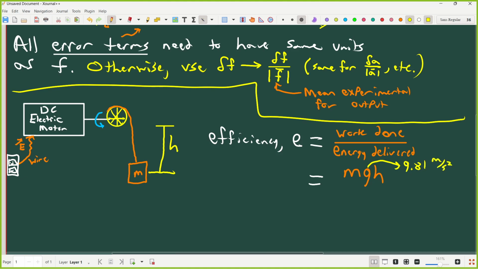Did you guys know that this actually varies depending on where you are on Earth? It varies by about 2 or 3%. So there are places where the gravity is higher than others. I'll try to find a map of it.